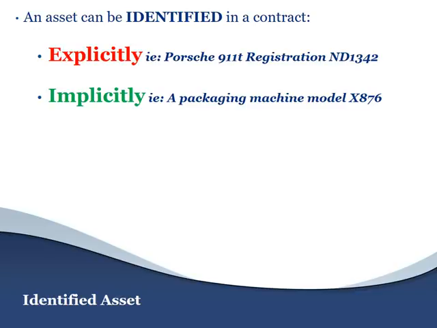Implicitly identified could be something very similar. So I'm saying I'm going to provide something which I've implied what that asset will be. It will be a packaging machine model X876 is what I've put there. Remember, very importantly in terms of that, I haven't said exactly which one, serial number, whatever it may be, but we've implicitly identified that it is the packaging machine that can be used. You cannot use another model to service me with it because that's the one that I want to be leasing. So there are two ways in which you can identify it.